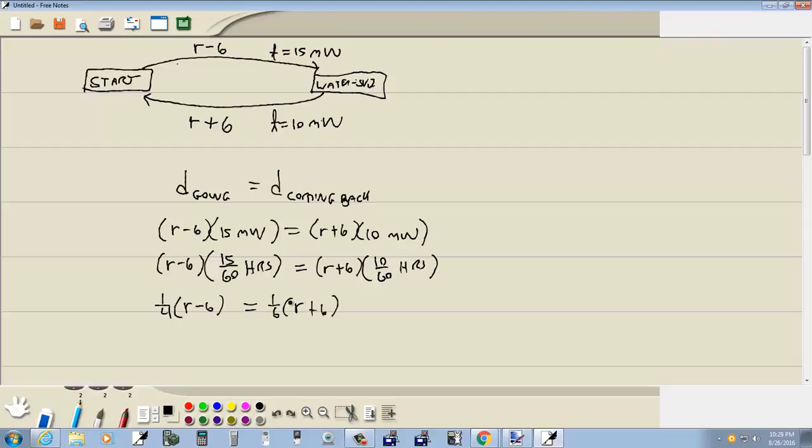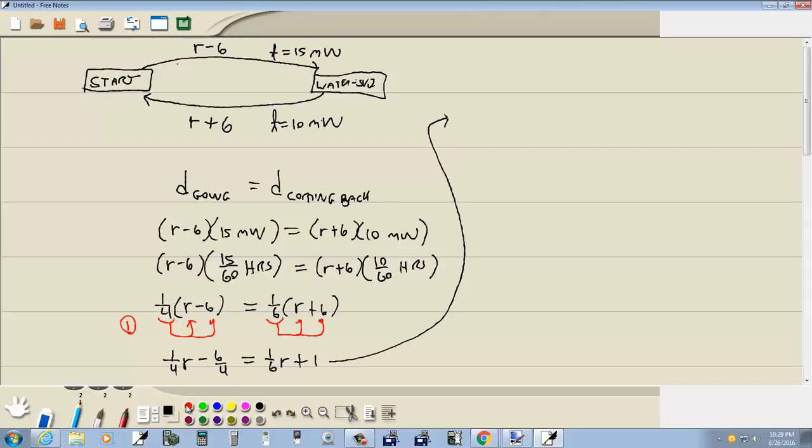times R plus 6. Now, going through my steps for solving a linear equation, the first step is get rid of parentheses. We do that via the distributive property. So I'll take the 1/4 and multiply it through, and I'll take the 1/6 and multiply it through. 1/4 times R is 1/4 R. 1/4 times negative 6 is negative 6/4. 1/6 times R is 1/6 R. And 1/6 times 6 gives us 1, or 6 over 6.